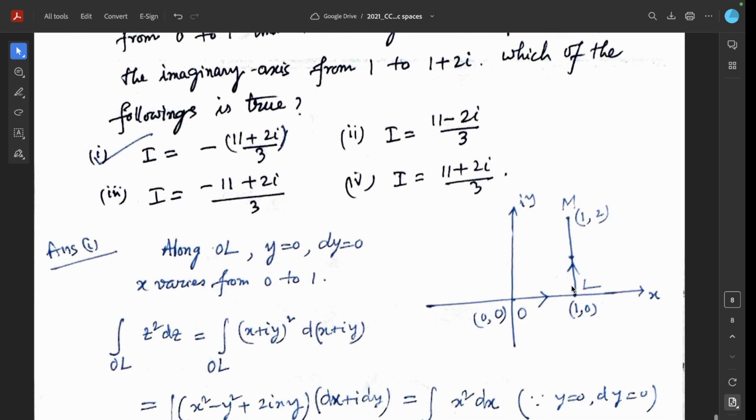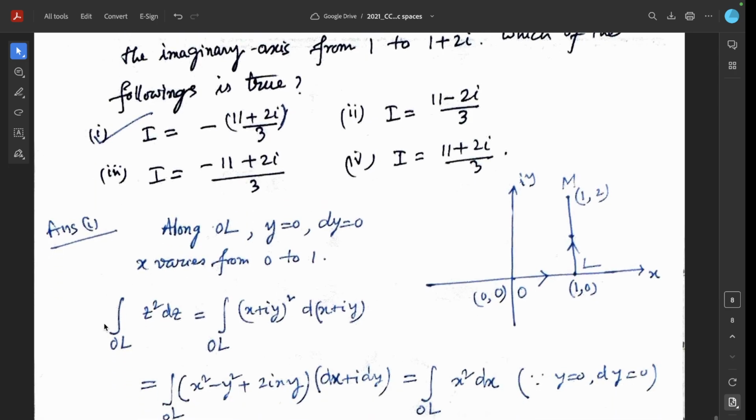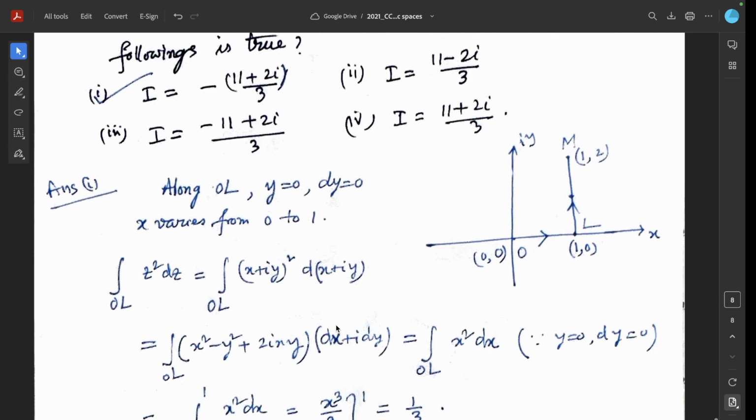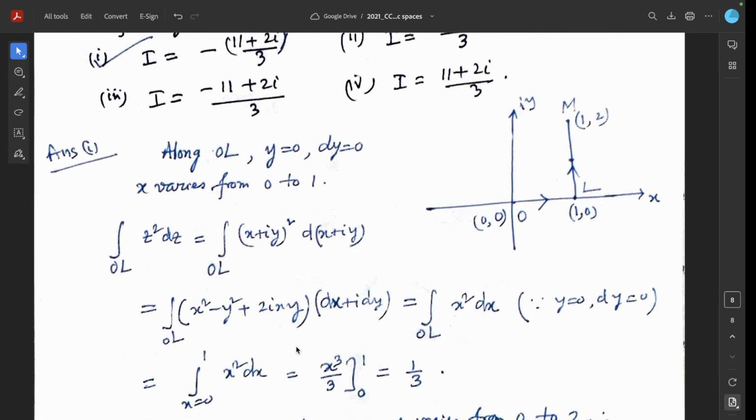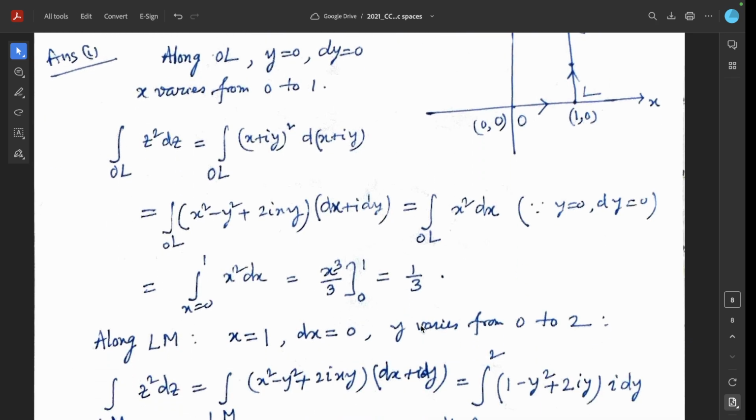So along OL, obviously y equal to 0 on the x-axis. So dy equal to 0 and x varies from 0 to 1. So the integration over OL of z square dz, put z equal to x plus iy, so dz equal to dx plus i dy, and then put y equal to 0 and dy equal to 0. So we get the integral of x square dx, x from 0 to 1, so 1 by 3.